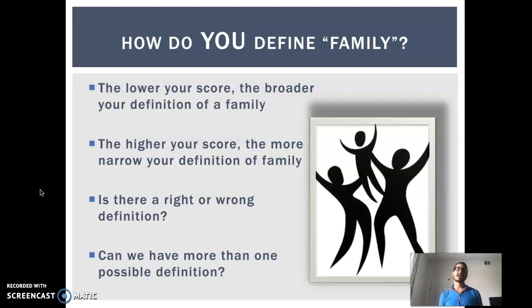And again, what this exercise gives evidence to is that family is also something, as you may have guessed, that is socially constructed in our society, meaning that we as a society decide who counts and who doesn't count as family, right?